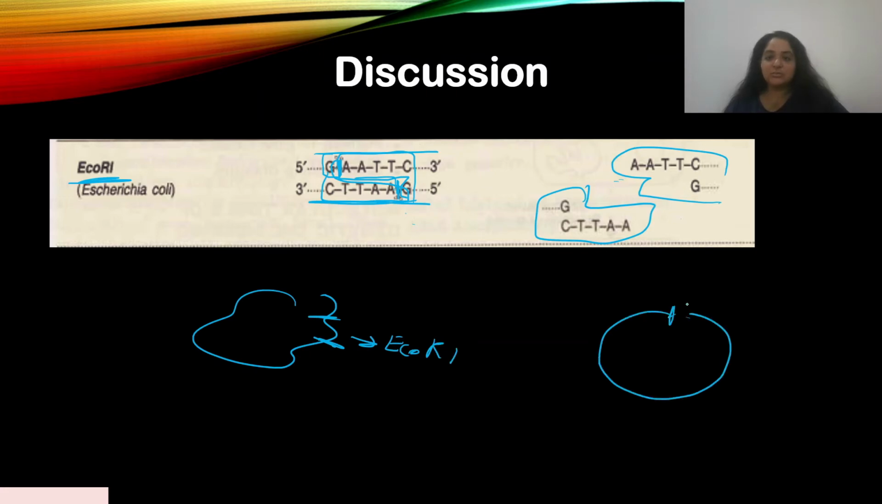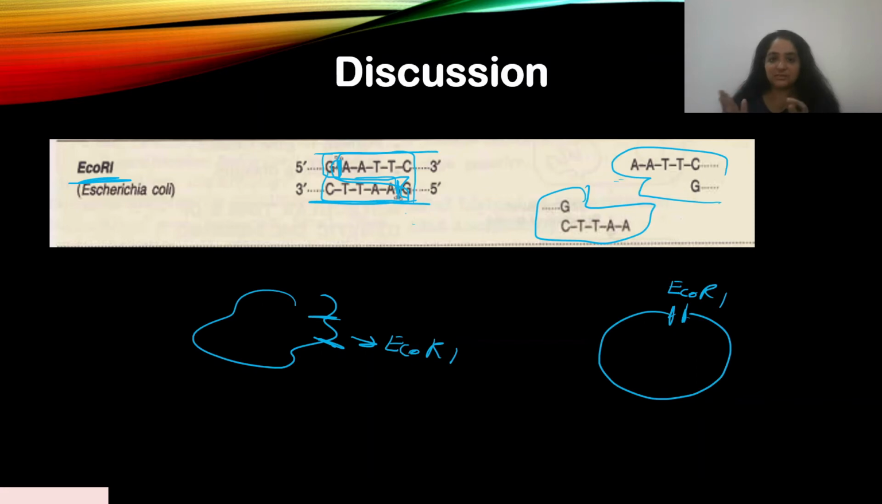Okay, now you have the vector; both need to be cut with EcoRI to produce the complementary nucleotides. Otherwise it will not make sense, right? If you have EcoRI cut the genome fragment, and then another restriction endonuclease cut the vector, then you're not going to produce those complementary nucleotides. So you need to use the same endonuclease in both, in the foreign gene that you want as well as the vector DNA, so that it produces those complementary nucleotides.